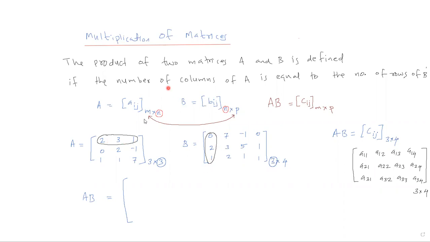Now how to multiply this? It is like this: the first element here, 2, into the first element there, 0, plus 3 into the second element there, 2, plus 1 into 1. This is how we multiply one row and one column: 2 into 0 plus 3 into 2 plus 1 into 1. That's the way we multiply one row with a column. So the A11 element is done.